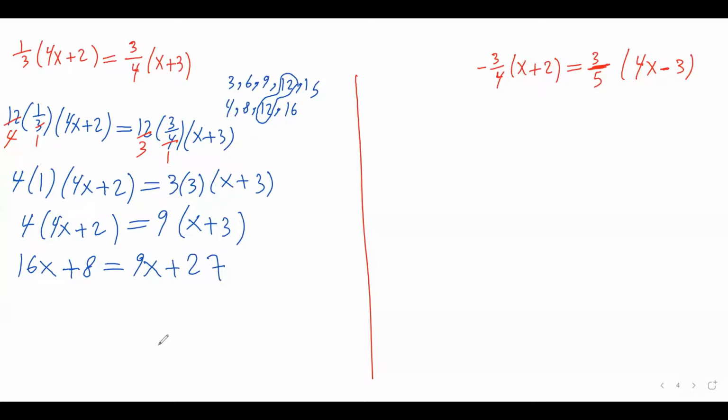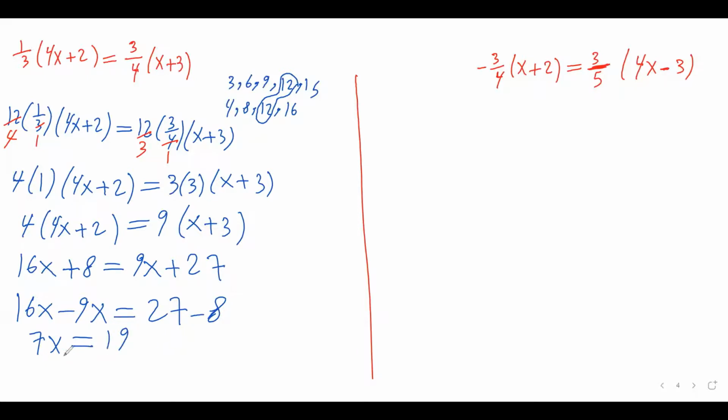Now we have to move all the constant terms to one side of the equation and all the variable terms to the other side. So let's do that. I have 16x on the left side. I want to move this 9x from right to left, so it becomes negative 9x equals. On the right side I have 27, and if I move this 8 to the right side, it becomes negative 8. So 16x minus 9x, that's just 7x, equals 27 minus 8, that's 19.